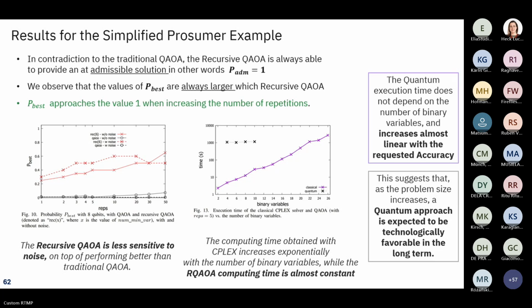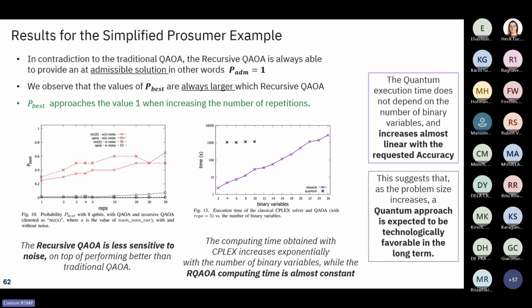So the recursive QAOA is certainly doing a better job here than the classical QAOA, I would say. And on the right-hand side, an even more interesting result, because there we see the comparison between the quantum approach, with the small crosses at the top of the graph, and the classical approach using CPLEX. CPLEX is an optimization software that is running in a classical environment. What do you see there?